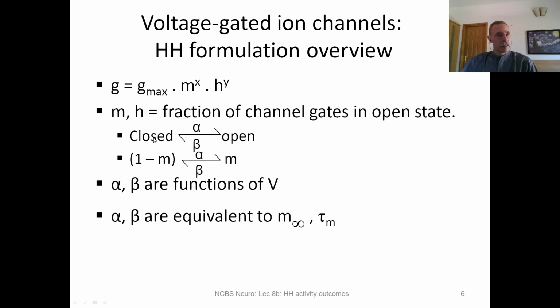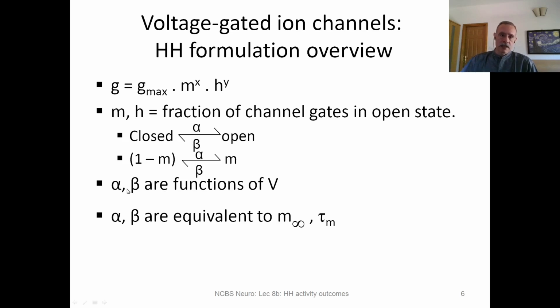If you think of it like a chemical reaction, it goes from the closed state with a forward rate of alpha to the open state, and it goes back from the open state with a rate of beta back into the closed state. And if m is the fraction open, then 1 minus m is the fraction closed.